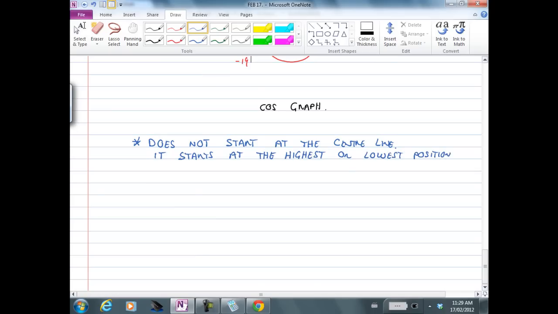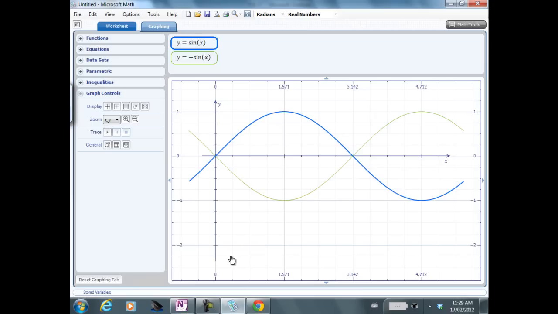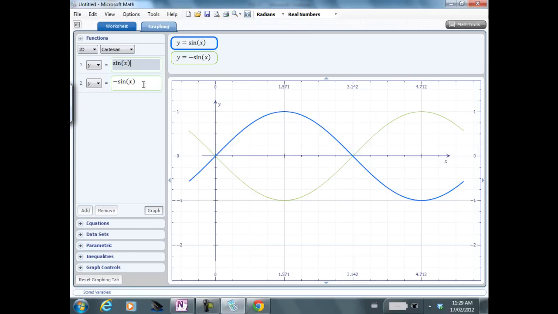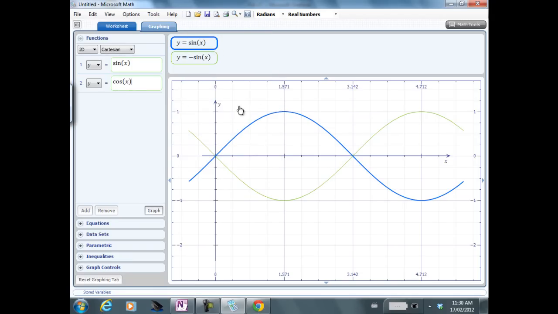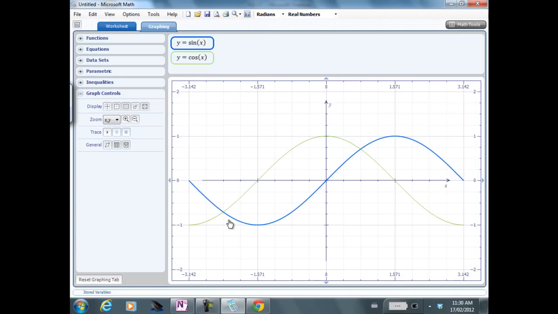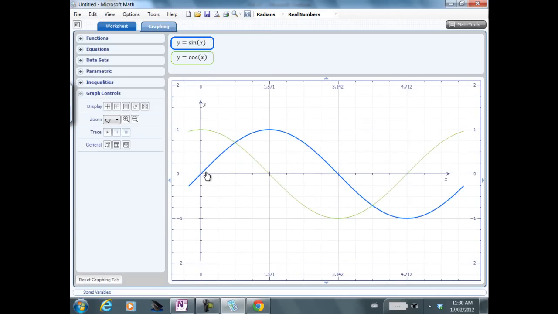That's the only difference between a sine and cos. It depends where you're starting from. I'm going to show you a cos graph, and we're going to draw this out. So here's what a cos graph looks like, and you can compare this to a sine graph. So let's go cos x and hit graph. Look at this. A sine graph starts at the center line. Cos graph starts at 1. And it goes all the way back up.